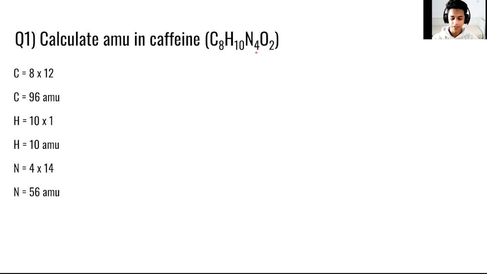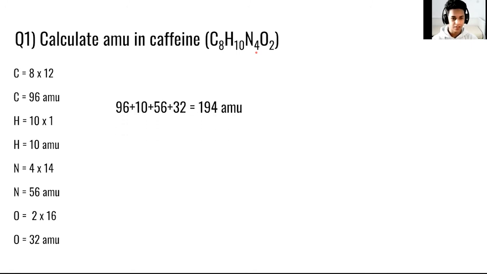I think you have guessed. So yes, it is 32 AMU. Then we will add all of the AMUs together that we have collected. 96 plus 10 plus 56 plus 32, which will be 194 AMU. So that is the mass of this compound in AMUs.